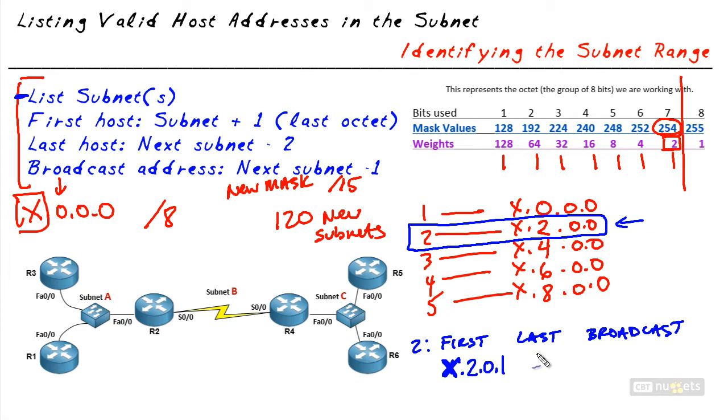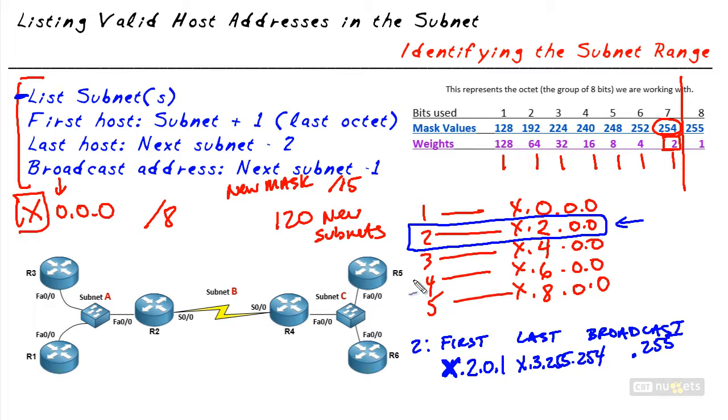Now the last valid IP address is going to be the next subnet -2. And the broadcast is going to be the next subnet -1. Whichever one you want to do first, you absolutely can. So let's do the last address. That would be x.4.0.0 -2. So that would look like this: x.3.255.254. And that is the last valid IP address on subnet 2. And the broadcast address is going to look just like the last IP address, except it's going to be 1 greater than. So the broadcast address is 1 greater than the last IP address, and it happens to be 1 less than the very next subnet.